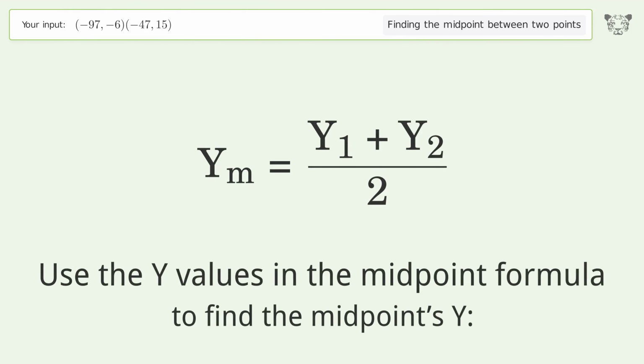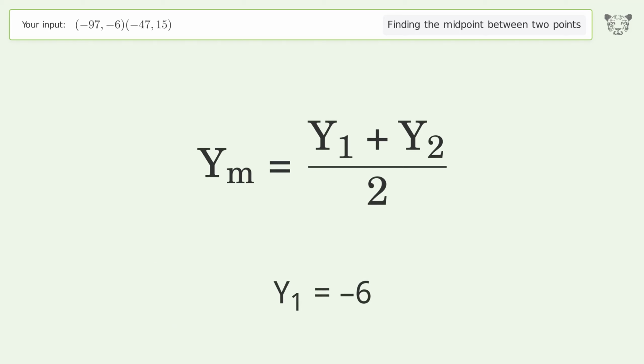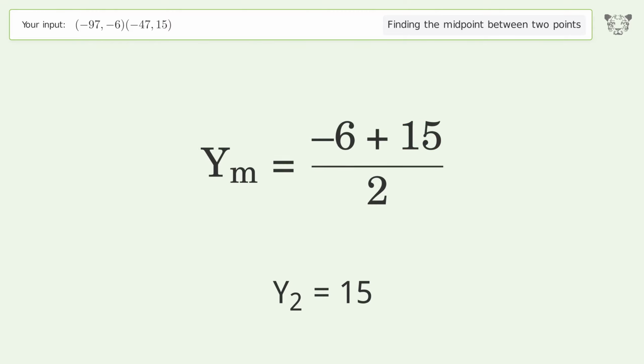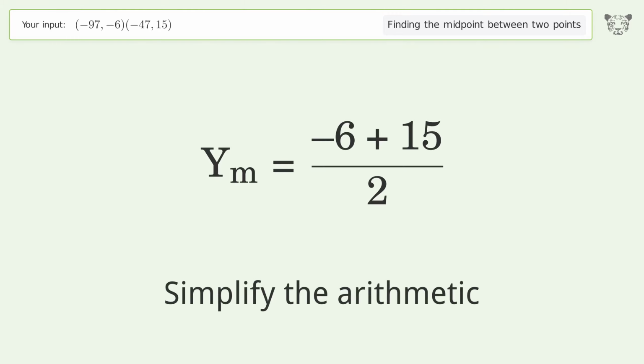Use the y values in the midpoint formula to find the midpoint's y. y1 equals -6. y2 equals 15. Simplify the arithmetic.